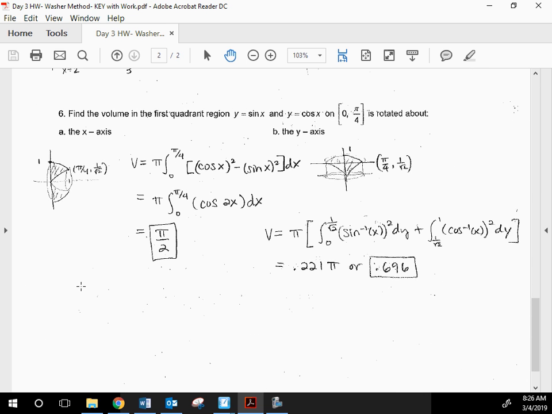Okay, so for number 6, they asked us to do sine and cosine, but we're only going from 0 to pi over 4, and then we're rotating about the x-axis and the y-axis. So obviously it's important that you know what your sine and cosine graphs look like. When we think of our sine and cosine graphs, we normally think of it on the 0 to 2 pi axis. Our cosine graph is the one that starts at 1.